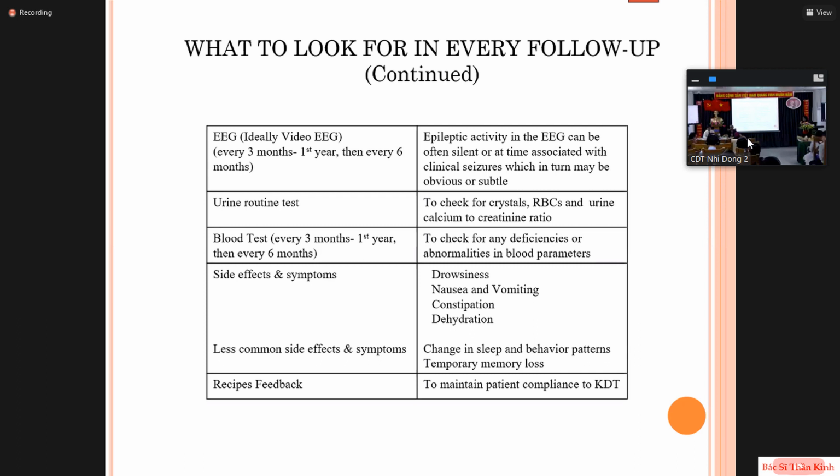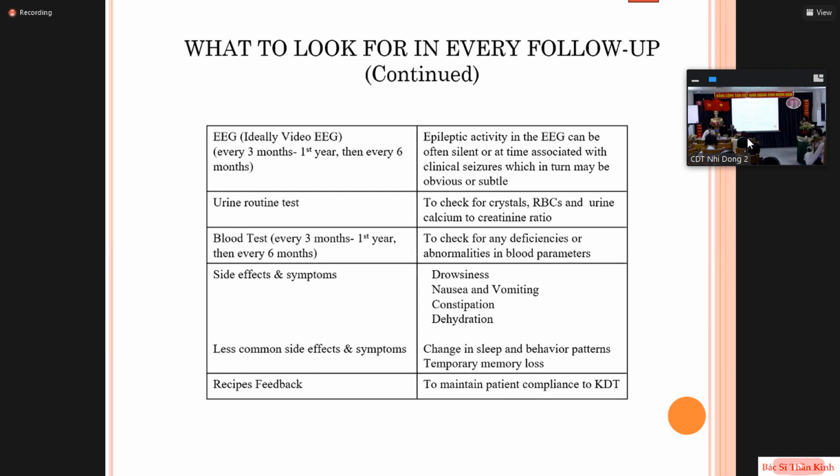The blood test is again done at baseline and then repeated every 3 months in the first year and every 6 months after that to check for any deficiencies or abnormalities in blood parameters. And if we see any of this, we treat it with appropriate supplementations.